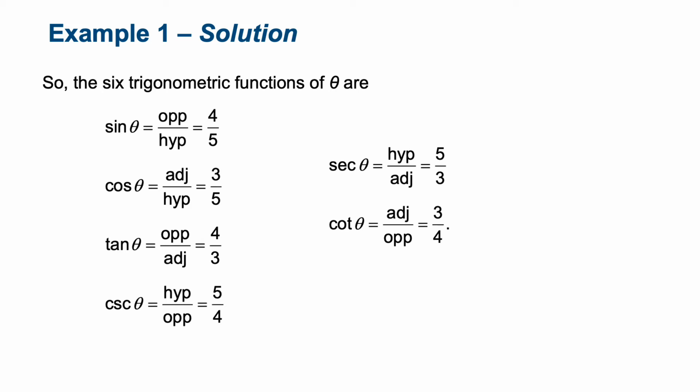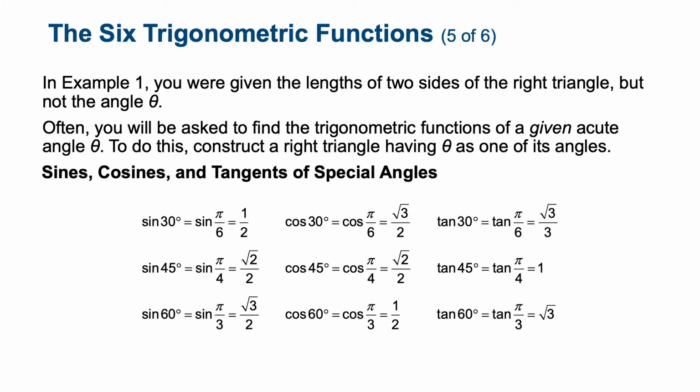Secant is the reciprocal of cosine, so 5/3, and cotangent, the reciprocal of the tangent, which is 3/4. Okay. So in that example, we were given the sides, but not the actual angle. And a lot of times we'll be asked to find the trig functions of an angle. So the way that we do this, we construct a right triangle using theta as one of its angles.